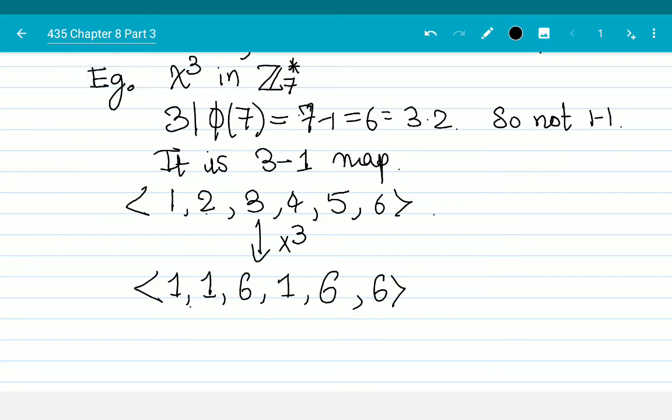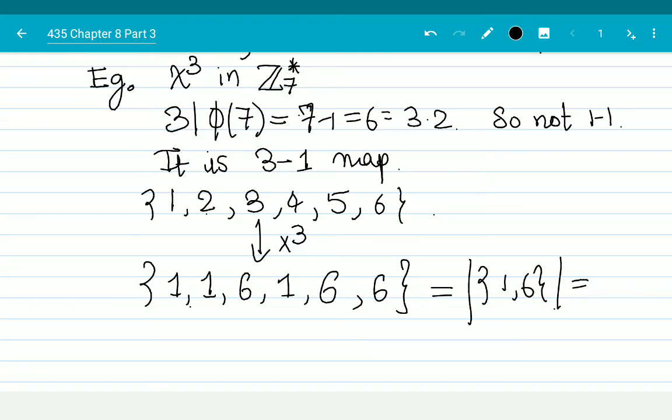That is why this map is 3 to 1, and the subgroup should be equal to just 1 comma 6, cardinality of which is equal to 2, which is q. So you have this.